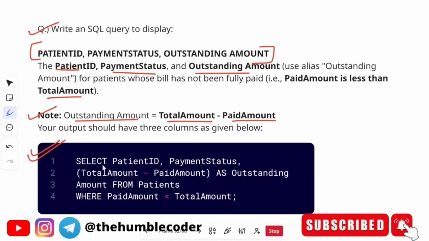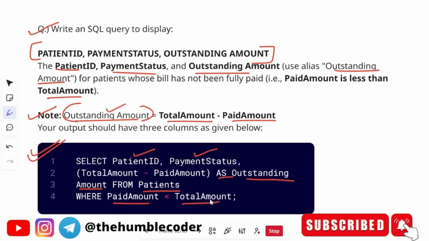So the answer query is, select patient ID, payment status, okay, and then total amount minus paid amount. Okay, because we want outstanding amount right here. Now you have seen that outstanding amount, how can we calculate it? Total amount minus paid amount as outstanding amount from patients, and we have to use the alias as outstanding amount, so that is why I have written here as outstanding amount from patients. Basically patients is the name of the table, where paid amount is less than total amount.